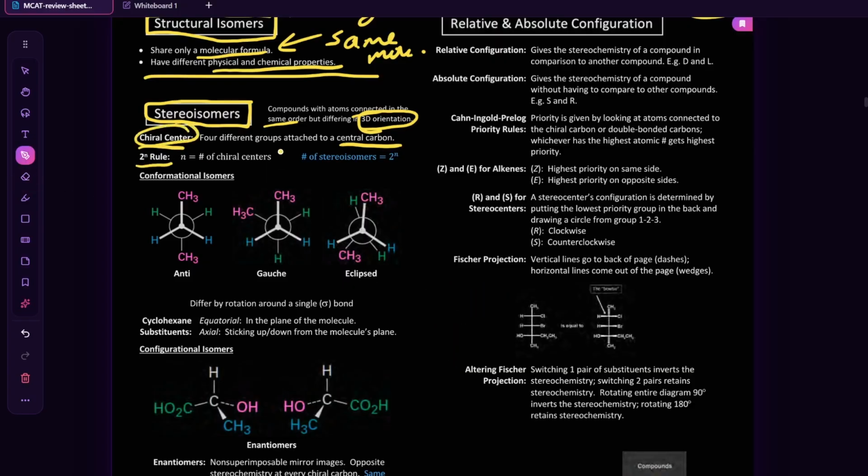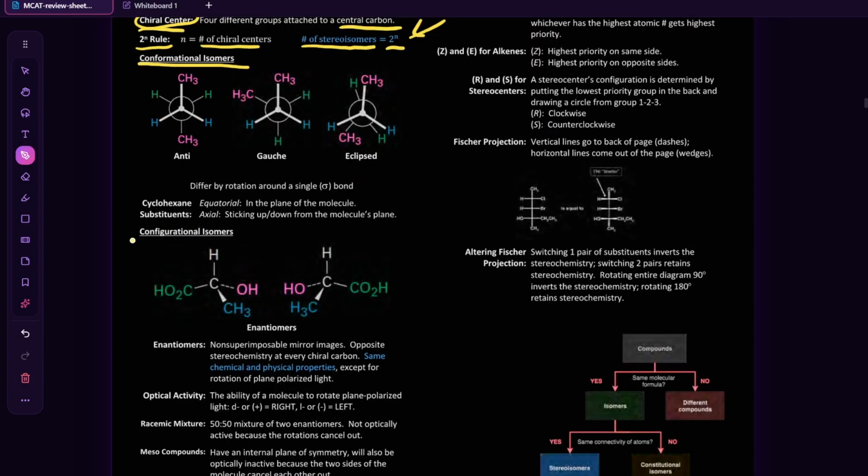And then the 2n rule is that n is equal to the number of chiral centers, and the number of stereoisomers is equal to 2 to the power of n. You need to remember this. Conformational isomers. And then you can also have configurational isomers.